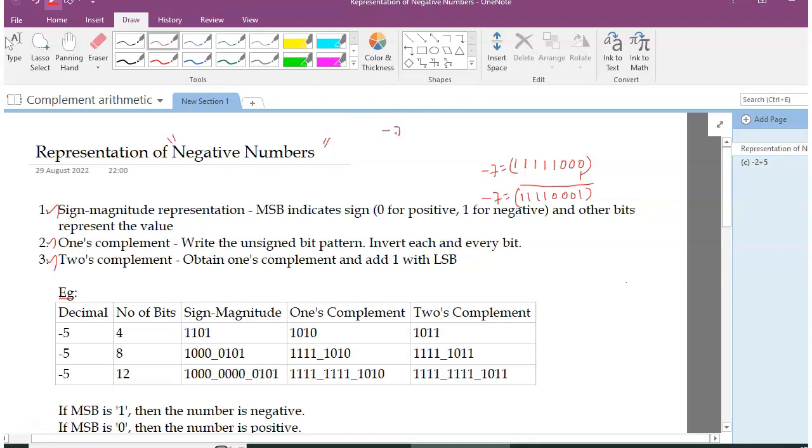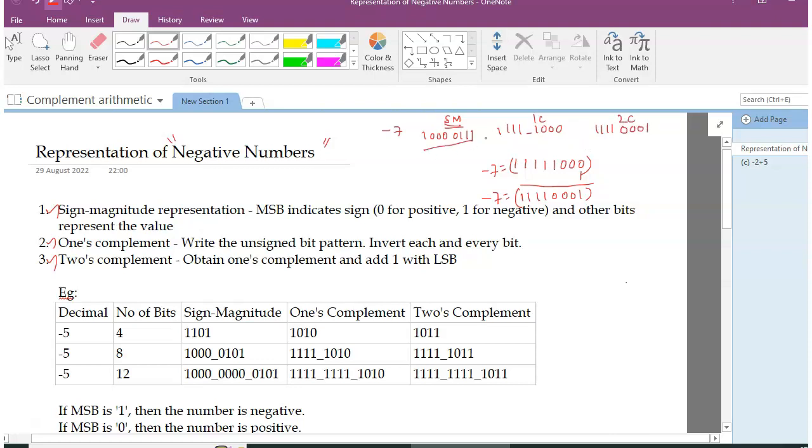So minus 7 is represented as 1 followed by 4 zeros and then triple 1 in sign magnitude. 1 2 3 4 5, 1 and then triple 0 in 1's complement. 1 2 3 4, 4 ones, followed by triple 0 followed by a 1 in 2's complement.